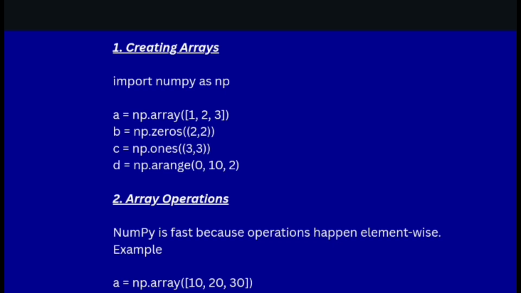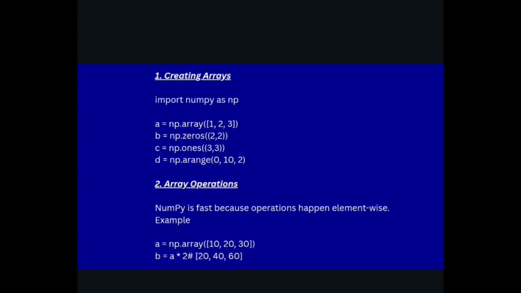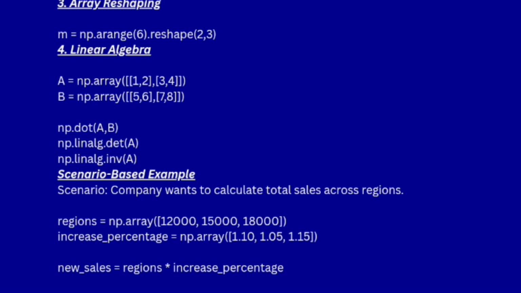Next, array operations. Array operations are element-wise. For example, a = np.array([10, 20, 30]). After creating the array we can do an operation like b = a * 2. Star means each value will be multiplied by 2, so the result is given here. We can reshape the array by using the reshape function call. For example, m = np.arange(6).reshape(2, 3). Here the array will be reshaped into 2 rows and 3 columns.